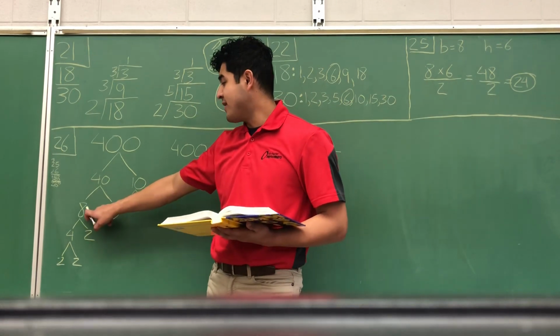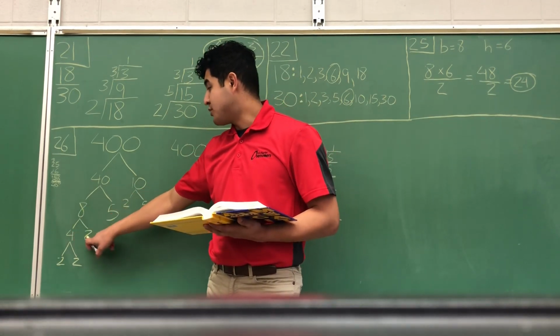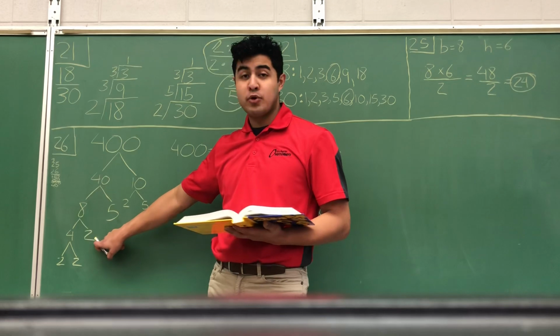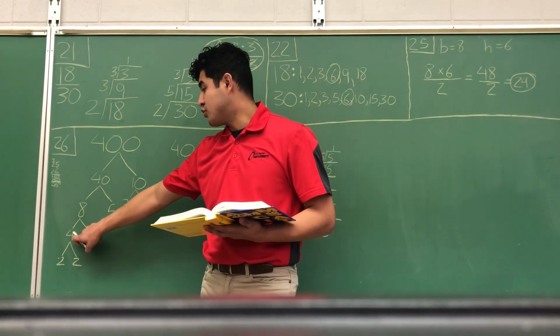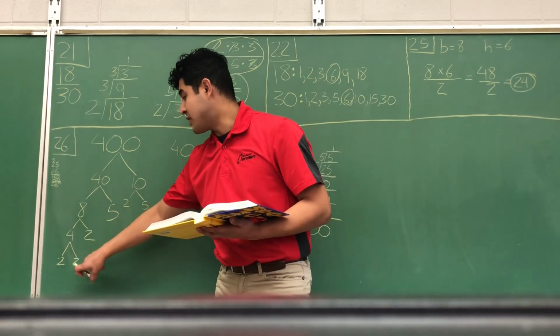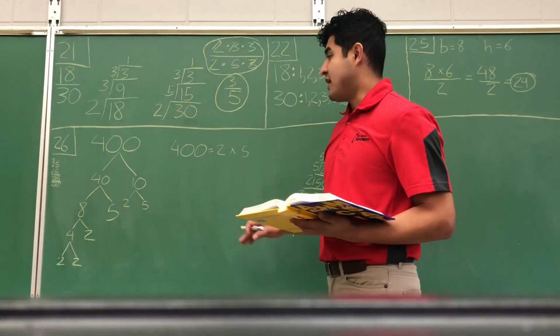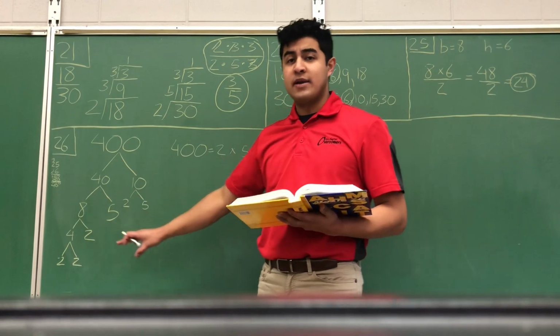So we go on to the 8. We take 8, 4 times 2 equals 8. The 2 can't be broken down anymore because it's a prime number. So we go ahead and go to the 4, and then we've got 2 times 2, okay? And this is your factor tree, so go ahead and write that down.